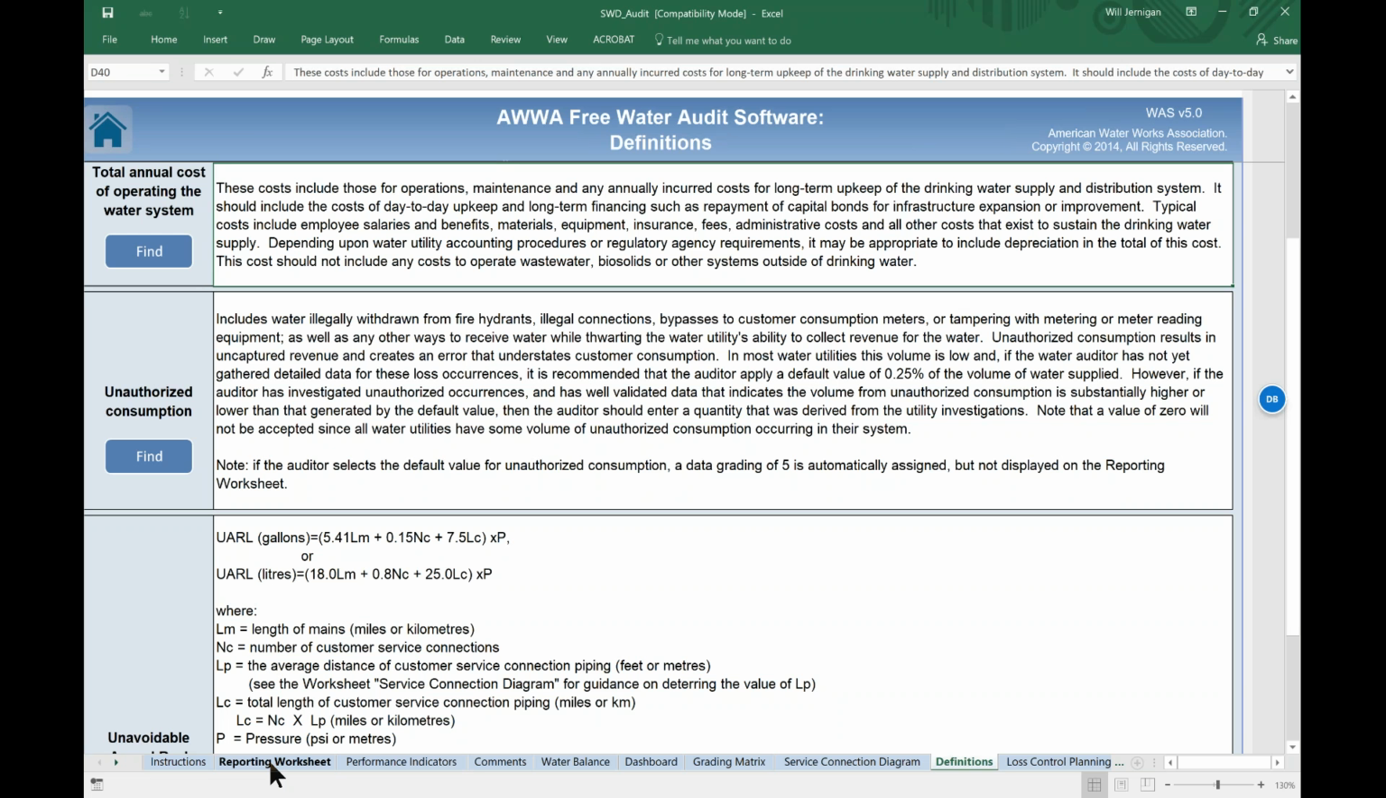Rob, did that answer your question, or anything you wanted to dive in a little deeper there? No, that was good. Thank you. Okay. And you can see the costs should not include anything on the sewer system, or any other non-potable operating costs. You would not want to include that. All right, great question.